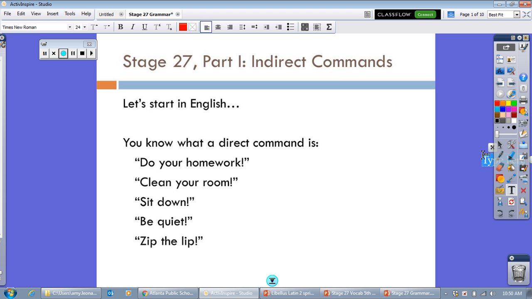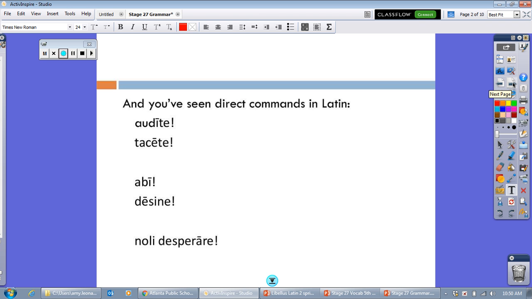Let's get started in English. A direct command is something that you're already familiar with. Do your homework. Clean your room. Sit down. Be quiet. Zip the lip. Direct commands, somebody ordering you to do something. We have them in Latin as well. They're called imperatives. Audite. Listen, y'all. Tacete. Be quiet, y'all. Abi. Go away. Desine. Stop it. Noli desperare. Don't despair. So there's what a direct command in Latin looks like.